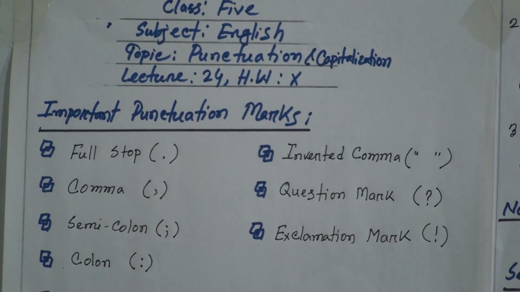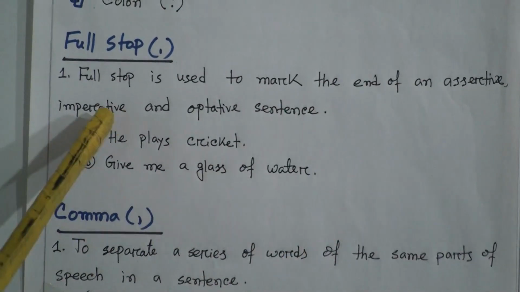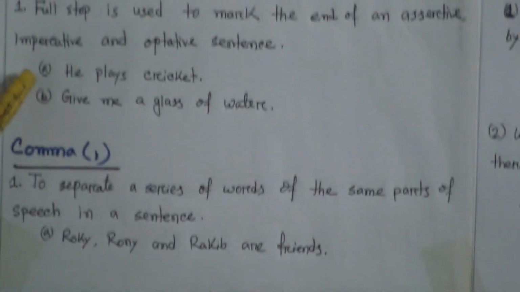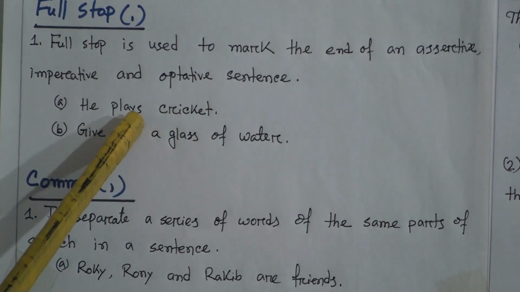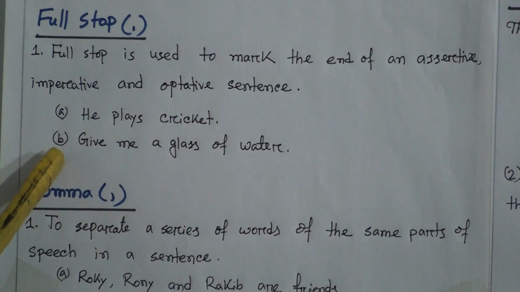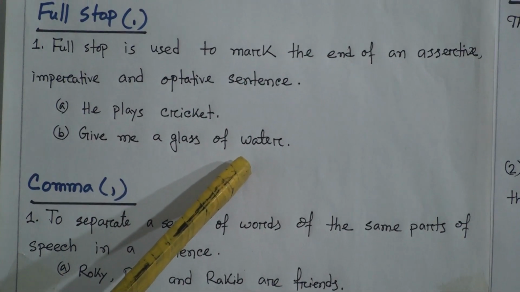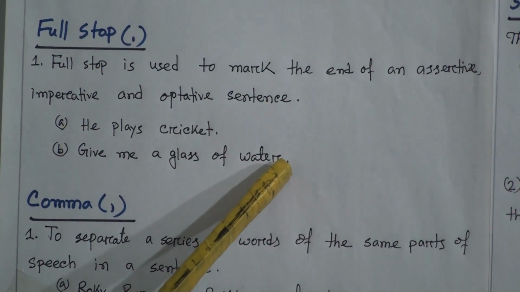Full stop. Full stop is used to mark the end of an assertive, imperative and optative sentence. We will take some examples. Number A, he plays cricket. This is an assertive sentence and we have put a full stop at the end of this sentence. Number B, give me a glass of water. This is an imperative sentence and we have also put a full stop at the end of this sentence.